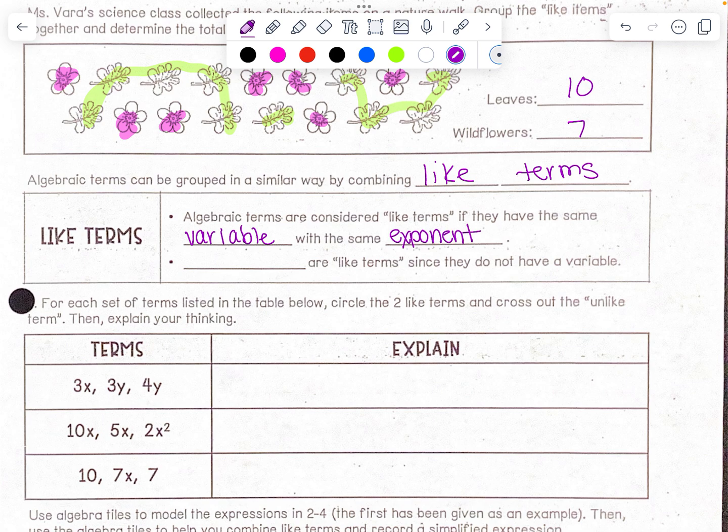If I'm going too fast, you're going to pause the video and write it down. Next, we'll keep in mind that constants are like terms since they don't have a variable. And if you don't remember what a constant is, that's a number by itself.